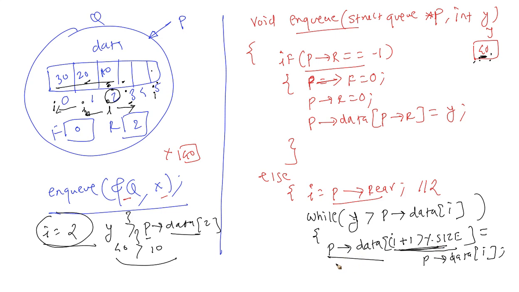And then how will I decrement I? Now I am decrementing I. So I is equal to I minus 1 plus size, mod size, because we are decrementing in this direction. So circular decrement by using this formula, right? And then let me continue here.